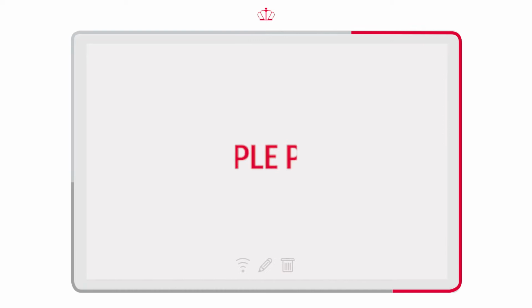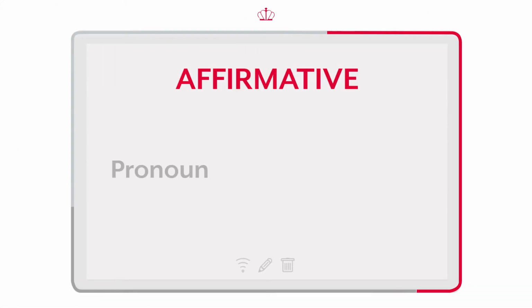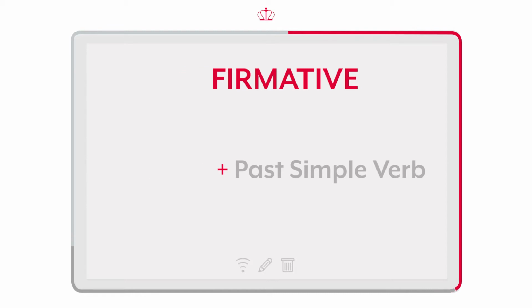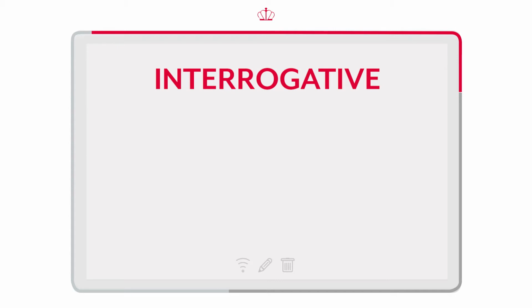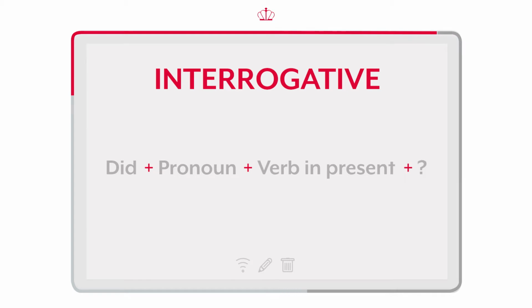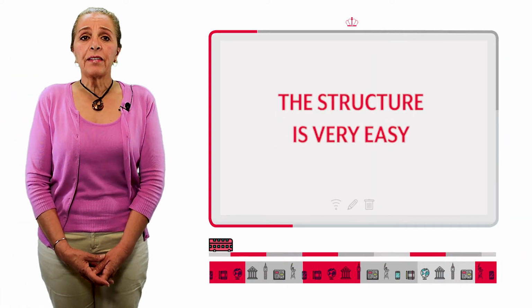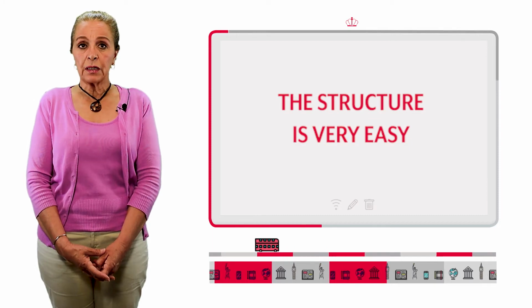Now, let's start with the class. We will see the simple past and its structure. For the affirmative, we use the pronoun plus the verb in past simple. For the negative form, we use the pronoun plus the auxiliary verb and not plus the verb in present. For the interrogative, we use the auxiliary plus the pronoun plus the verb in present. To form the simple past is very easy, and there is a list of verbs that you must learn.